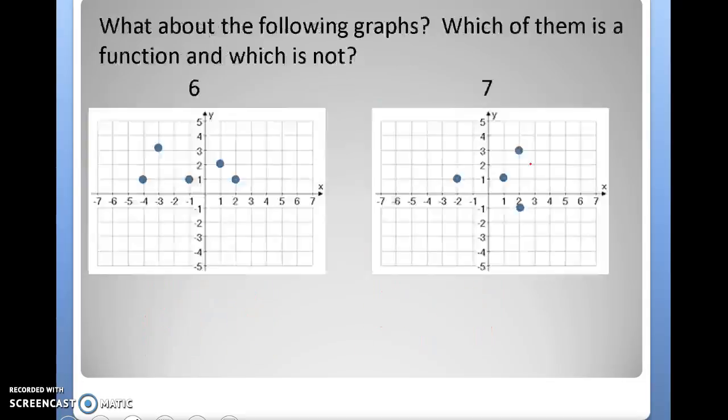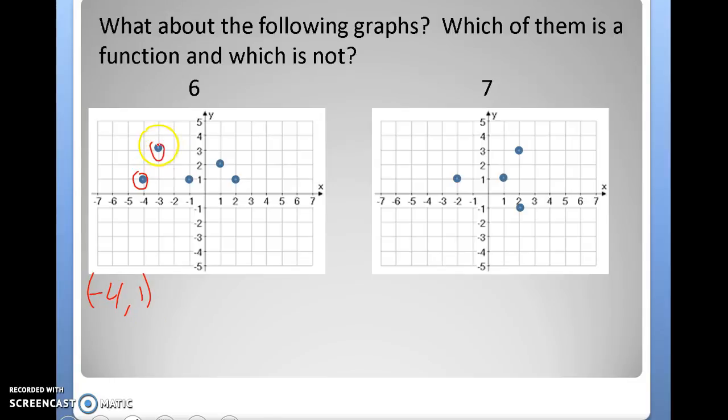All right, let's see what this looks like in a situation of a graph. So let's take a look at example number 6 first. For example number 6, I'm going to start with this point. That point is the point (-4, 1). Well, that means when I plug in a -4, the one number that I get is a 1.